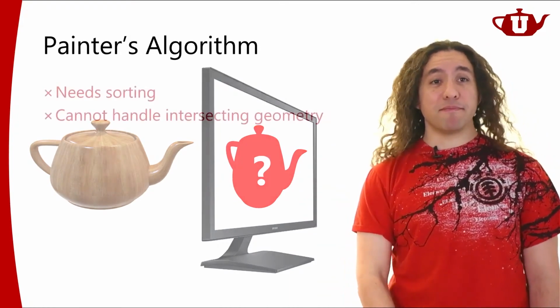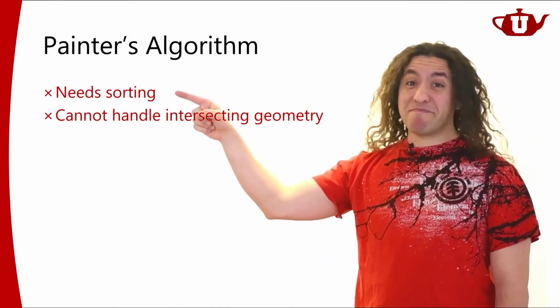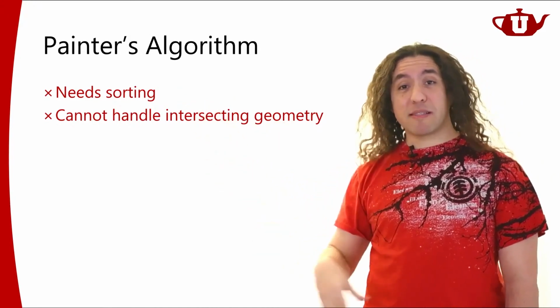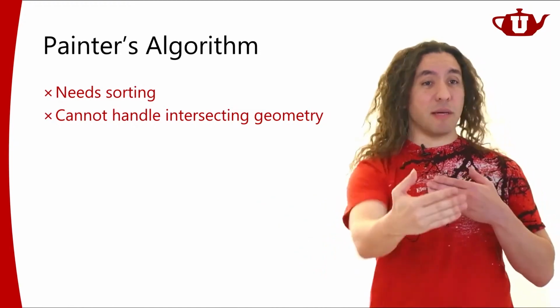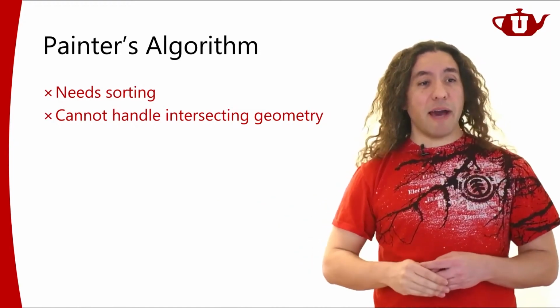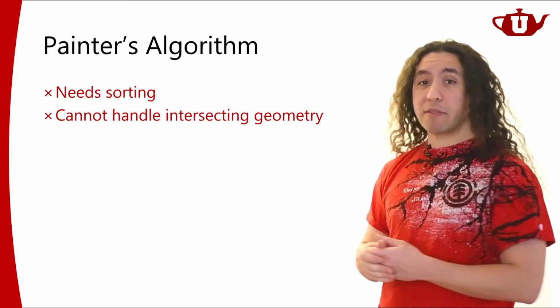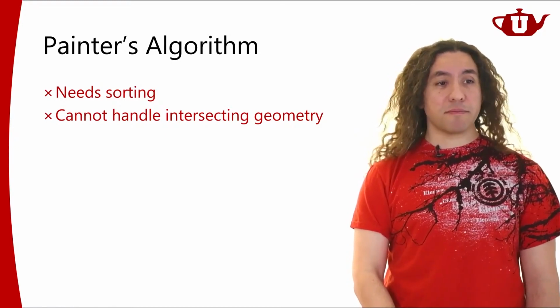That's going to be a problem because it needs sorting. Now, sorting is sort of expensive. It needs to handle that, and to be able to sort things, we need to make sure that the triangles are not intersecting. Otherwise, we can't really sort them based on the distance they have from the camera. So that's one of the major problems with the painter's algorithm.